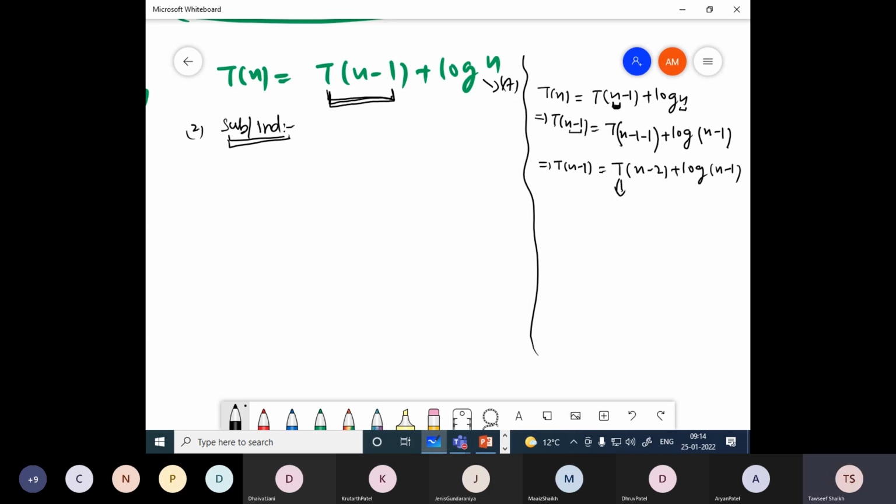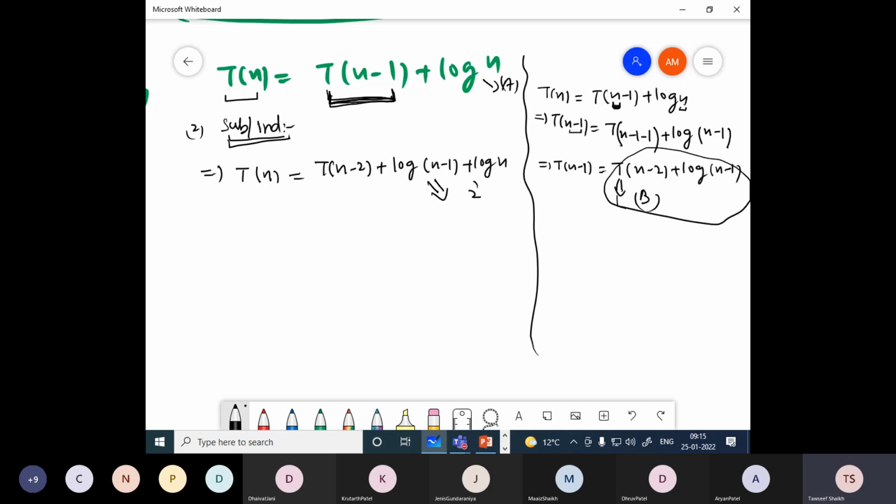Now just give a simple name to it. Write it as equation B. So as we do in mathematics, from equation B we put the value of T of n minus 1 into equation A. So equation A is already T of n equal to, in place of this T of n minus 1, we have to substitute this whole thing. So it will become T of n minus 2 plus log of n minus 1, and then this log n is already there in the equation, so it will be plus log of n. We will denote it by equation number 2, for example.